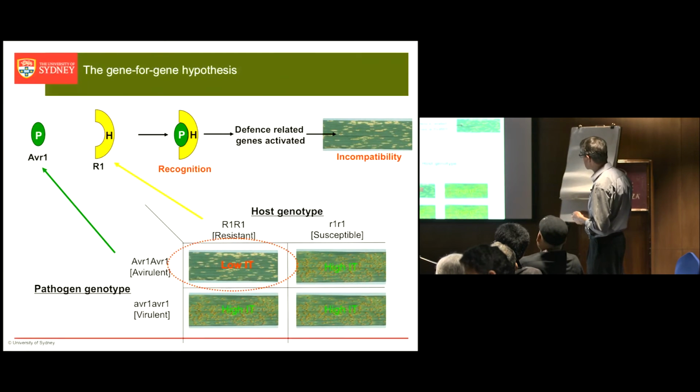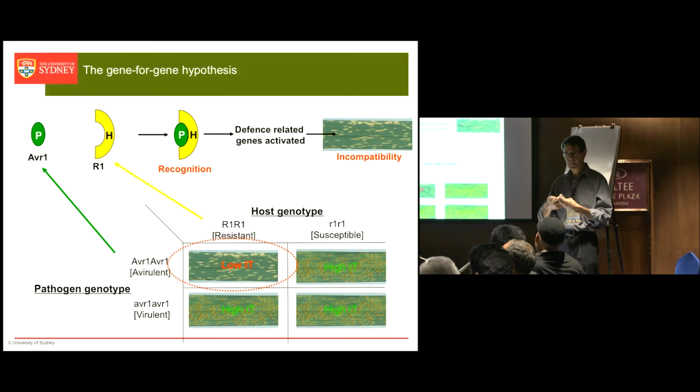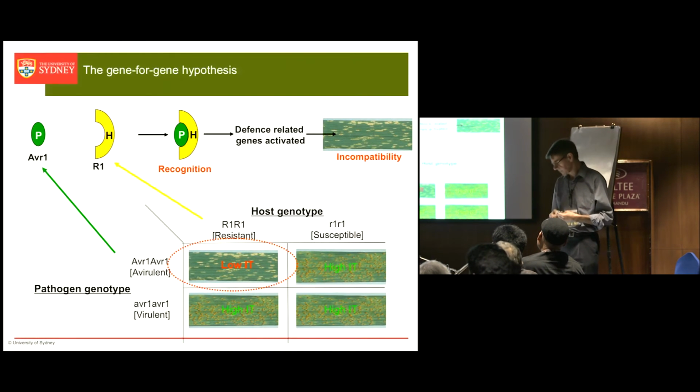And you can see here that the specificity is dictated by the two gene products being able to identify each other like a lock and a key, and that recognition event then switching on the defence pathway in the plant.